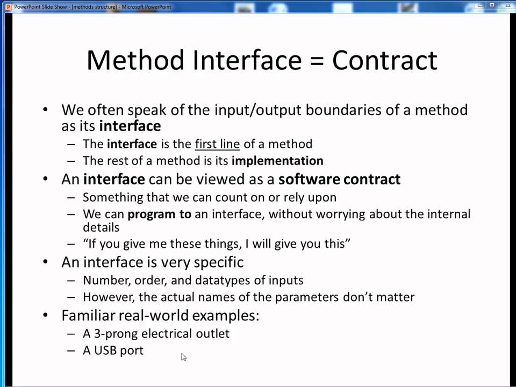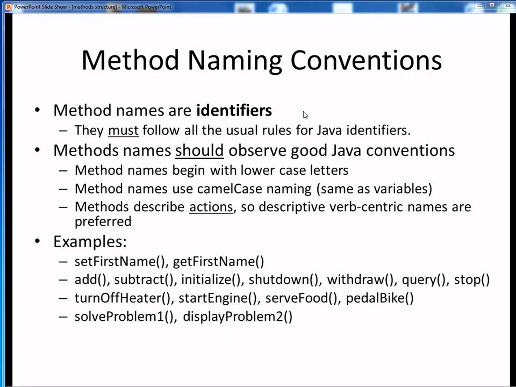computer applications. Recognize that all method names are Java identifiers, which means they are names we get to specify. As such, they must follow all of the typical rules for Java identifiers, and they should observe all of the good Java naming conventions, such as beginning with lowercase letters and using camel case naming. Beyond that, methods are intended to describe software actions, so we should name our methods with good verb-centric names.